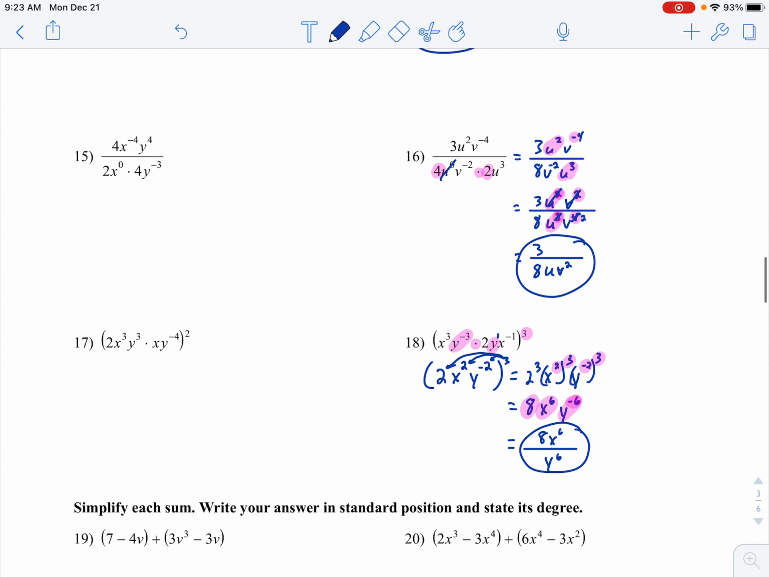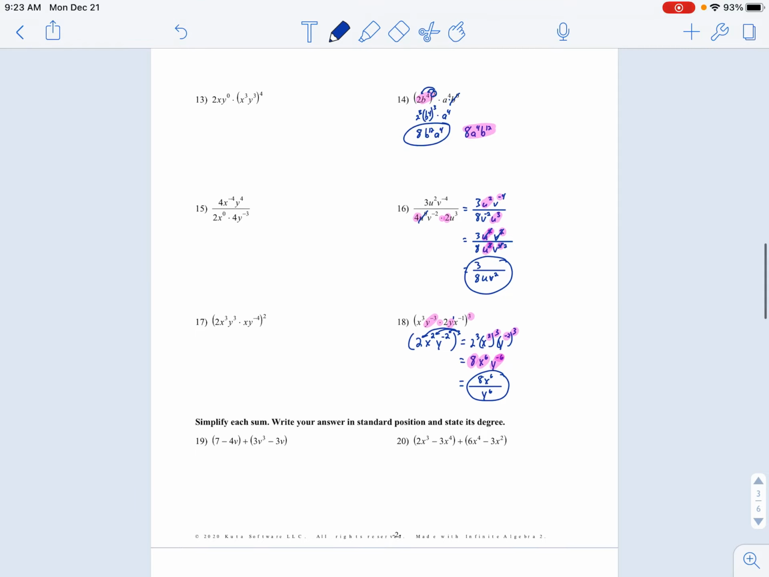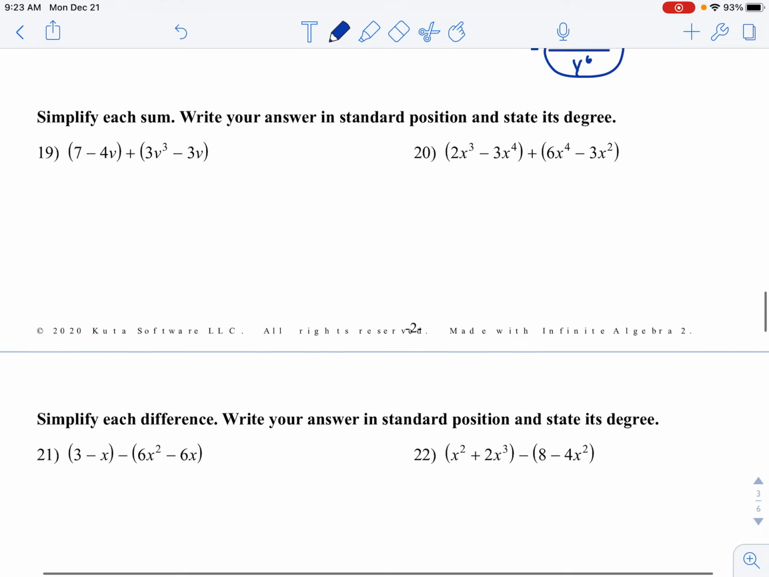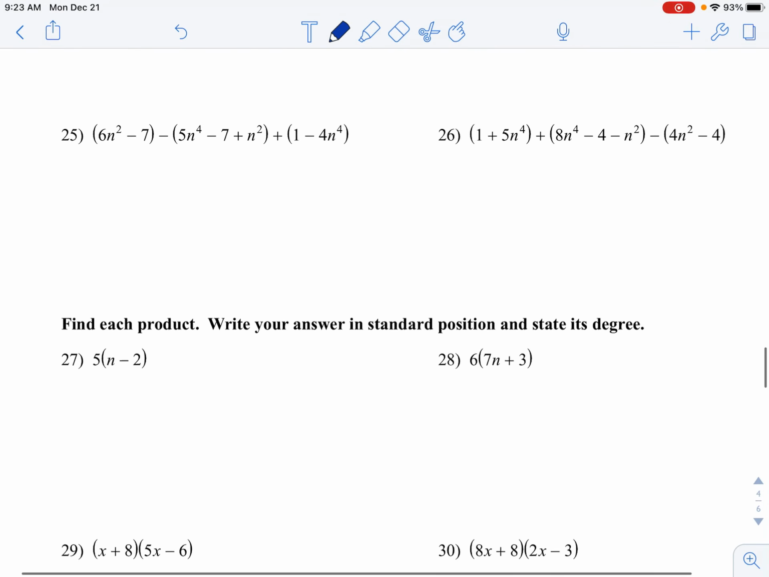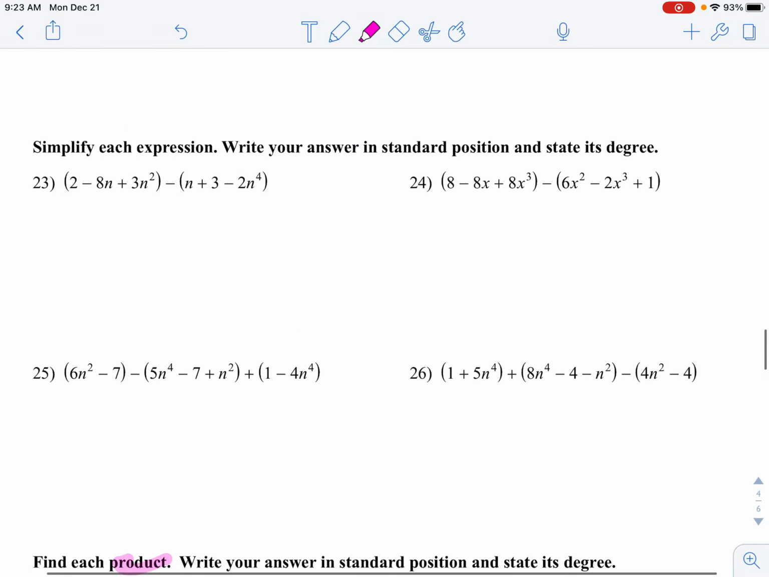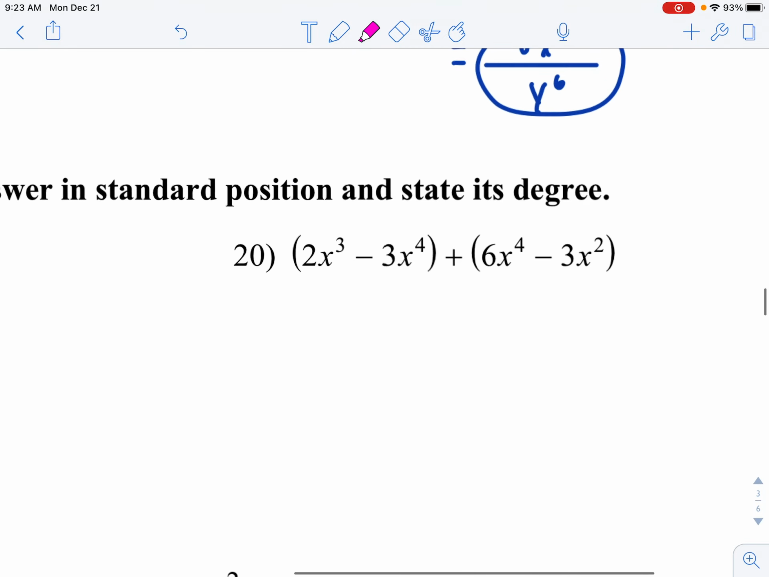So that's it for reviewing the rules of exponents. Please do the odd problems. Moving on from here, simplify each sum, each difference, combine like terms, or simplify, and find a product. Product is multiply. So kind of a lot of exercises here, but a lot of these are going to go quickly. First of all, the parentheses.